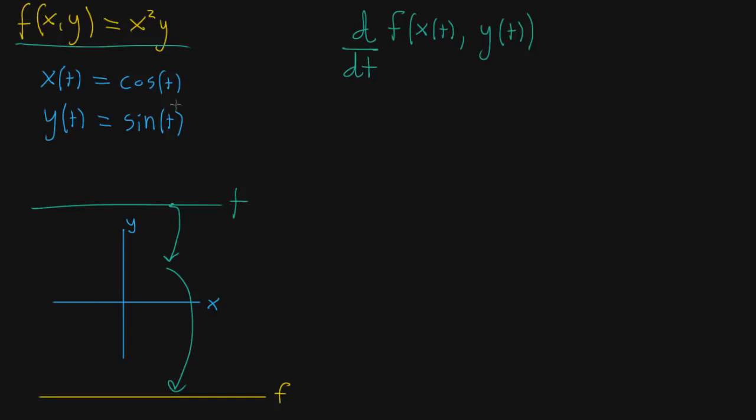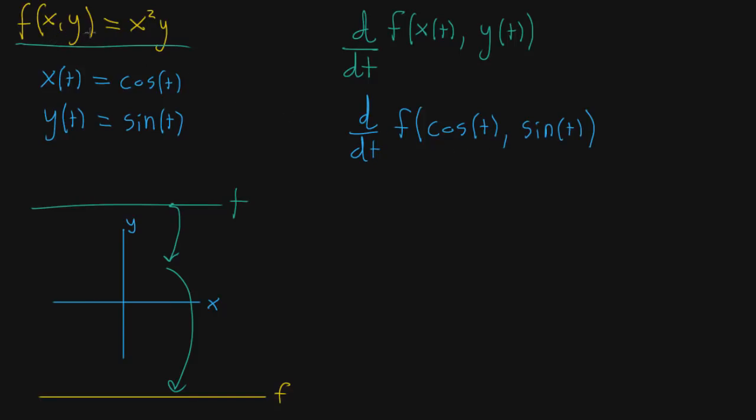So let's just start plugging things in here. If I have f of x of t, y of t, the first thing I might do is write, okay, f, and instead of x of t, just write in cosine of t, since that's the function that I have for x of t. And then y, we replace that with sine of t. And of course, I'm hoping to take the derivative of this.